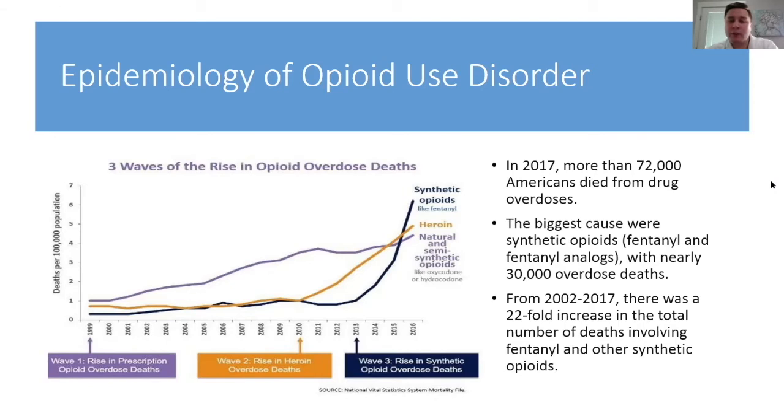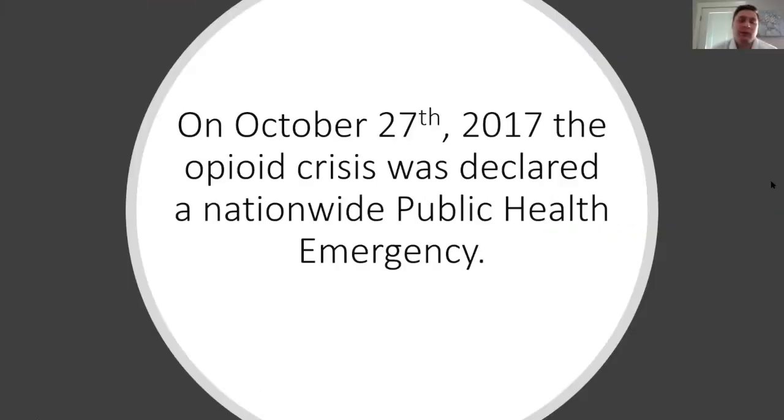Very alarming, very concerning. And with that, on October 27, 2017, the opioid crisis was declared a nationwide public health emergency, really taking a hard look at opioid use in America.